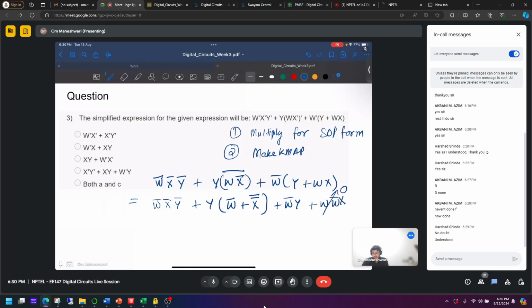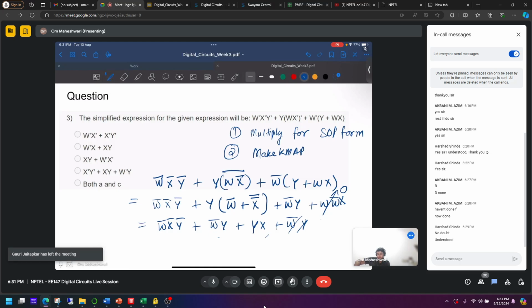This is 0. You have W bar X bar Y bar plus W bar Y plus WX plus W bar Y. So this is the same, I will ignore this plus. Okay, I did something. This is YX. Yes, it is YX, Y into X. So this is your final expression that you need to make K-map of. At this stage, you can just solve it manually also, but let us try to solve it with K-map so we can practice a bit.